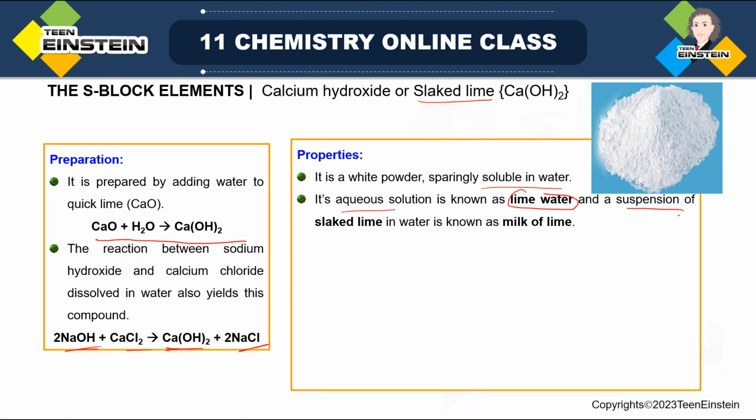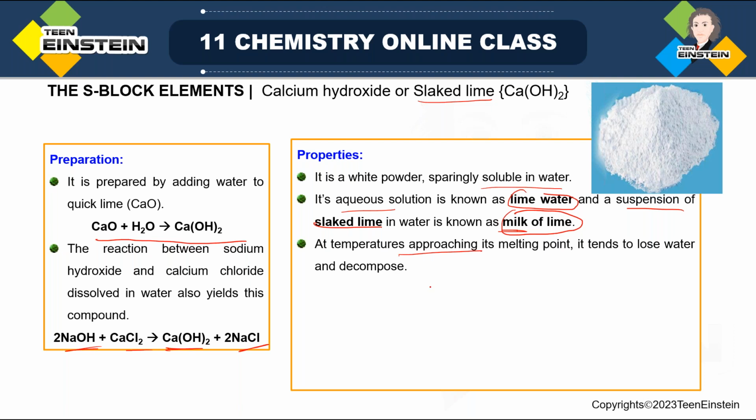But if you consider the suspension, where you can still see some white powder in a suspended condition, then that suspension of slaked lime in water, that is, suspension of calcium hydroxide in water, is known as milk of lime. You can use this term milk, because when we say milk of lime, it means it is not transparent. There is some whitish appearance. That is why we call it milk of lime. It is a suspension, not a clear solution. But the clear part is known as lime water.